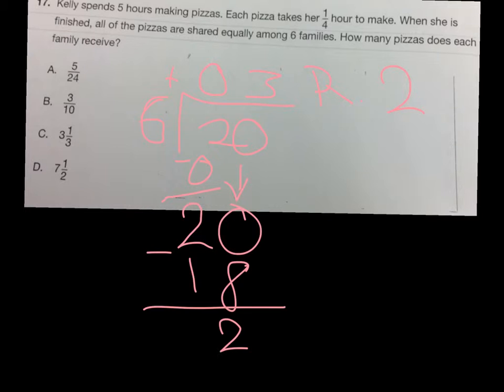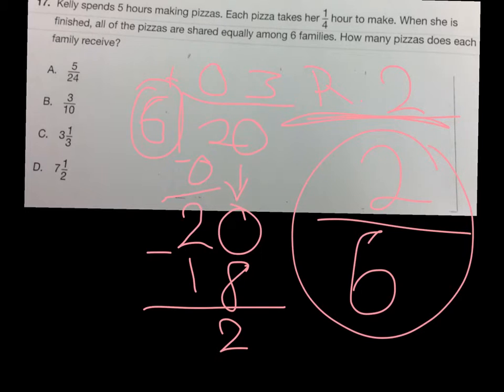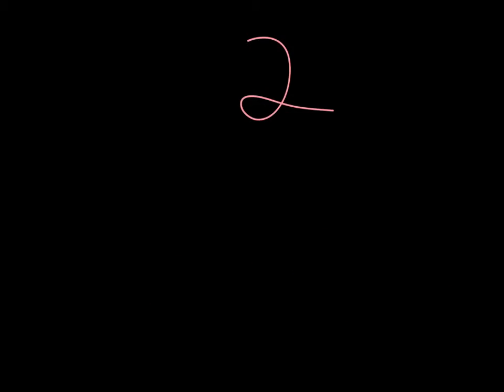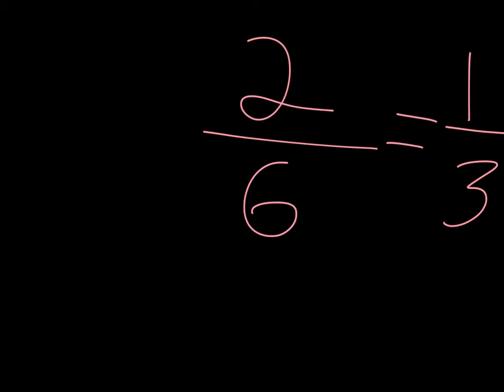Now we have to turn remainder 2 into a fraction. To do that, you take the remainder 2 and put it over the 6 right here, in a fraction. So now we have 2/6. And 2/6 simplified is 1/3. And now we add our 3. So the answer is 3 1/3.